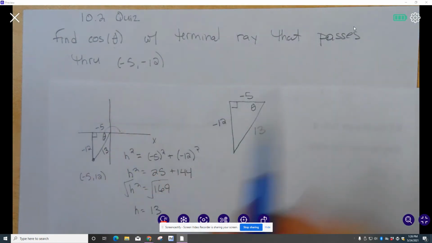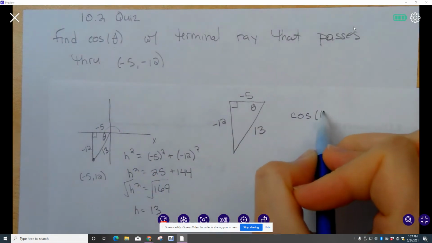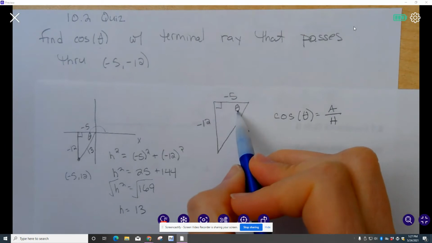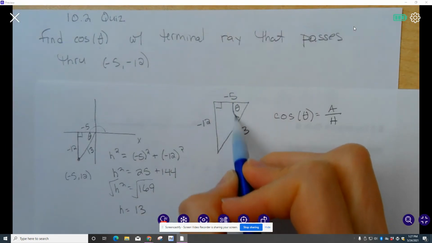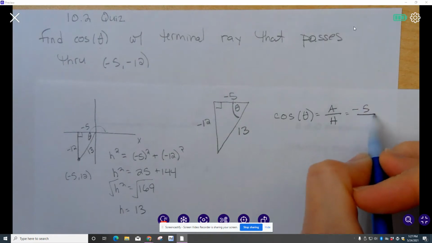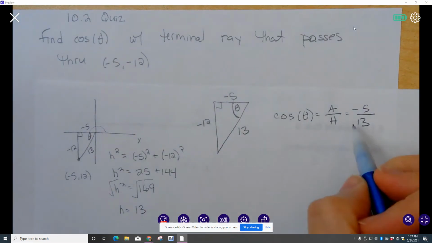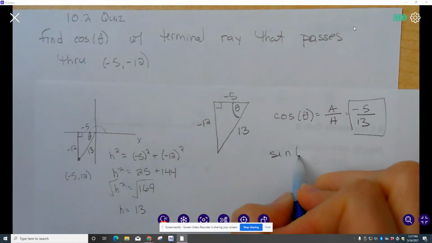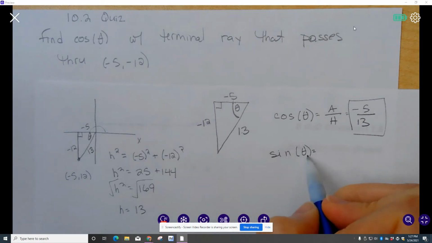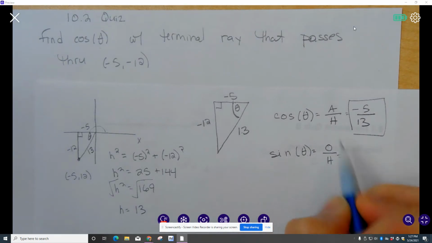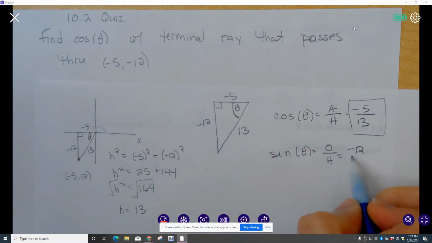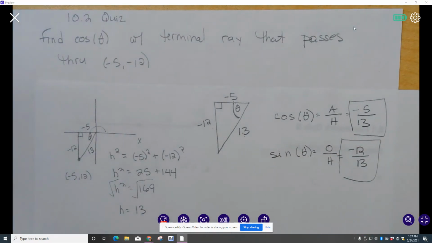They asked me to find the cosine of that theta. Cosine is always adjacent over hypotenuse. My adjacent edge is the edge that touches my angle, so that's the -5, and my hypotenuse is 13. So the cosine is -5 over 13. They also asked you to find the sine of that same angle. Sine is always opposite over hypotenuse. If this is my angle, the side opposite it is -12, and my hypotenuse is 13. So that was the first couple that you got wrong.